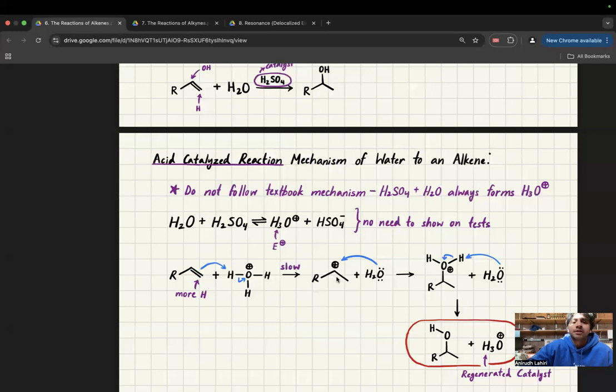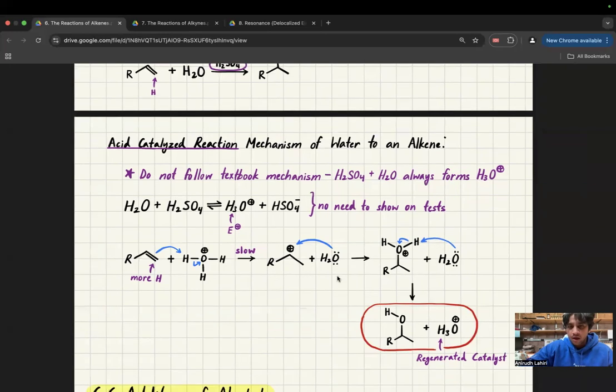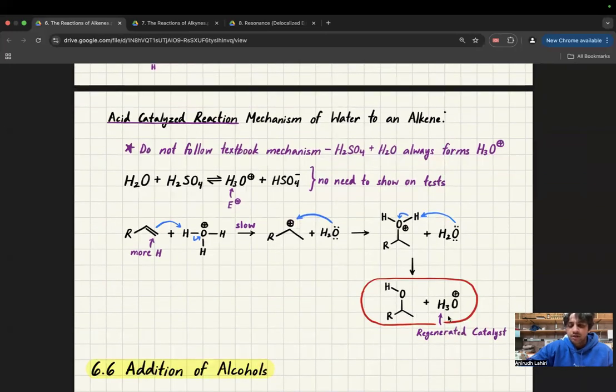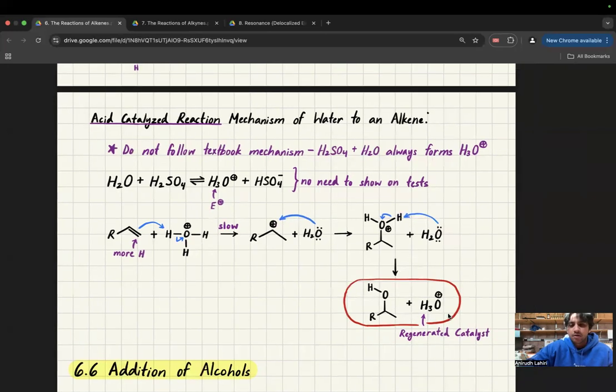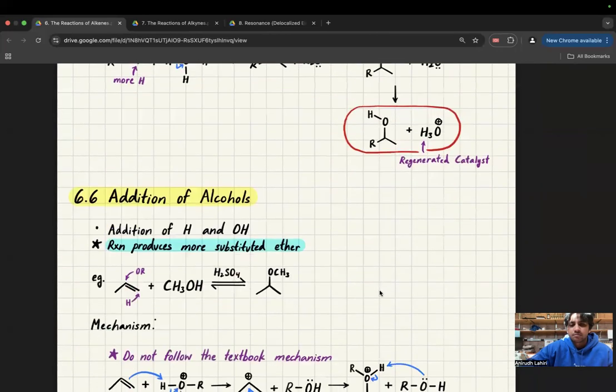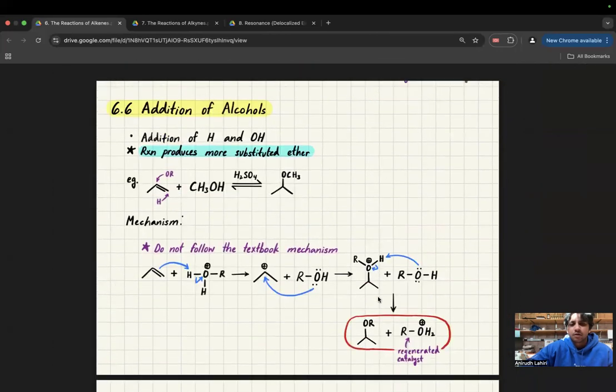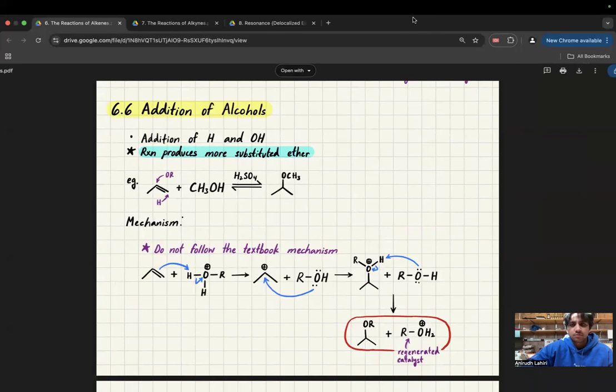And by making that one better, we take a step. And then now we have something that can do this, right? And then by the end, we have our regenerated catalyst, right? The idea of a catalyst is that it gets regenerated throughout the reaction. It's not used up. And this is our final product. Cool. Addition of alcohols.